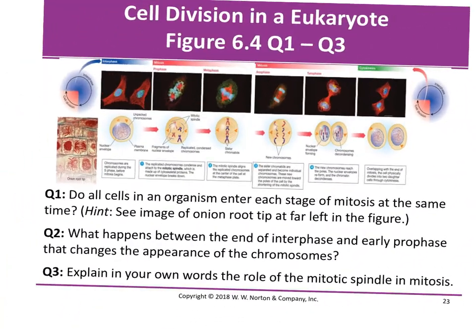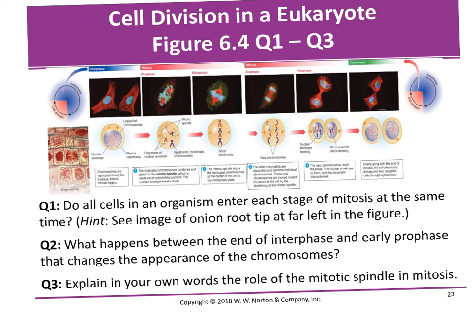Do all the cells in the organism enter each stage of mitosis at the same time? No. That'd be crazy. Just when certain cells need to be replaced or repaired, or during development. What happens between the end of interphase and early prophase that changes the appearance of chromosomes? They condense.